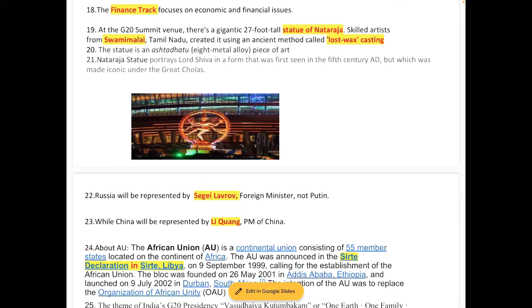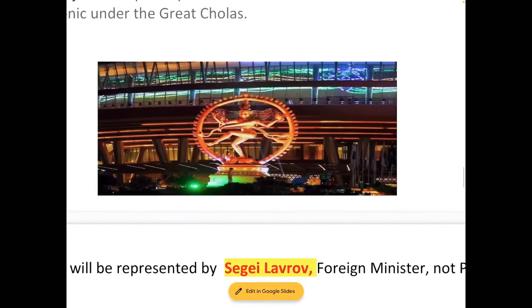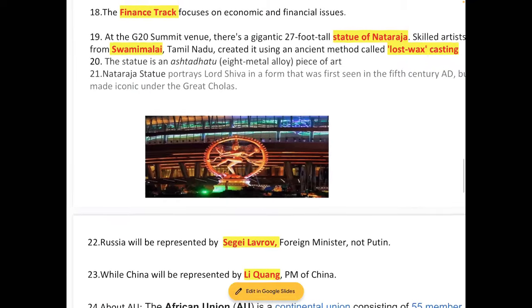Kindly note this. And this particular statue, the statue of Nataraja, is made of 8 metals. It's not made of only 2 to 3 metals. It's made of 8 metals. The statue is an Ashta Dhatu, 8 metal alloy piece of art. Ashta Dhatu, that means made of 8 metal alloy. This is the Nataraja statue. It was there everywhere in the news. This particular photo was shown on the 9th and 10th of this September.